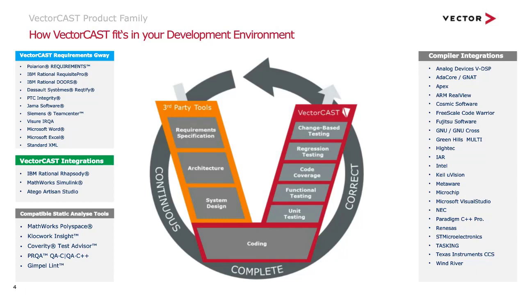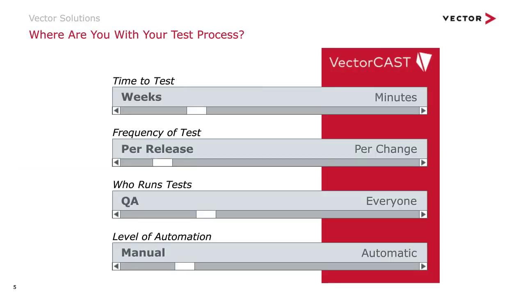It is always valuable to see where you are with your test process and think about where you want to be in the future. VectorCast optimizes the test processes and offers features that help in all areas of software development. It reduces the time for a software test, it allows instant testing after each code change, and maximizes the test frequency. Each developer can check his code changes immediately and is not dependent on the feedback from the QA department.